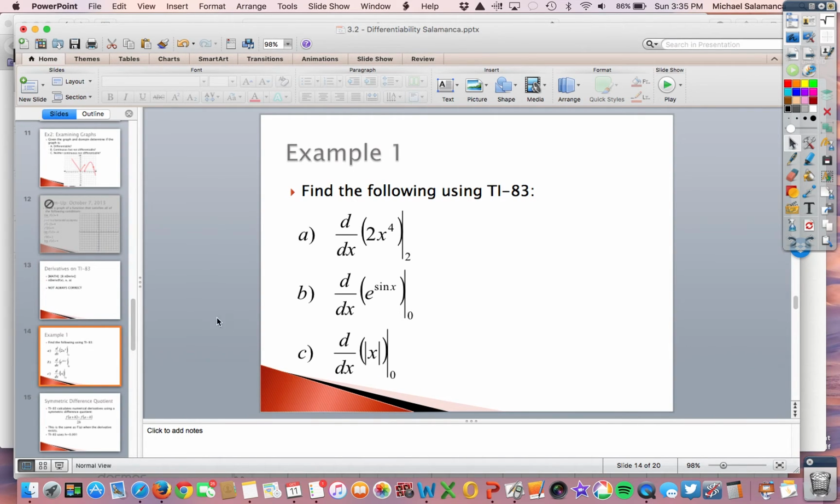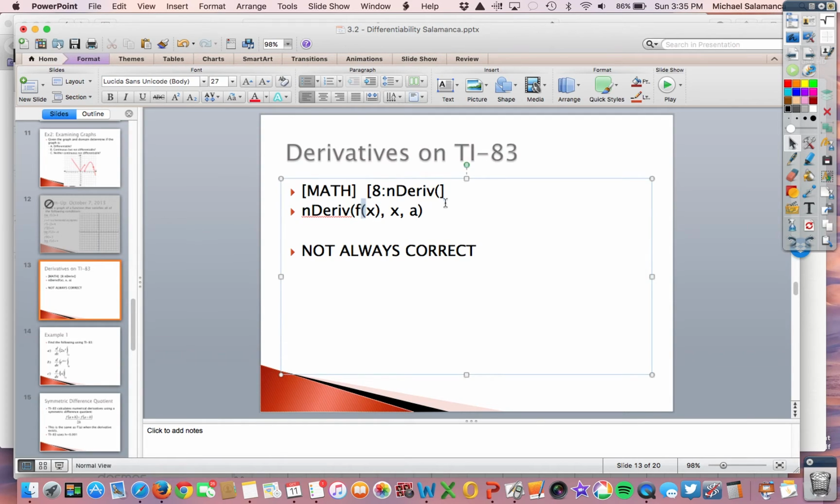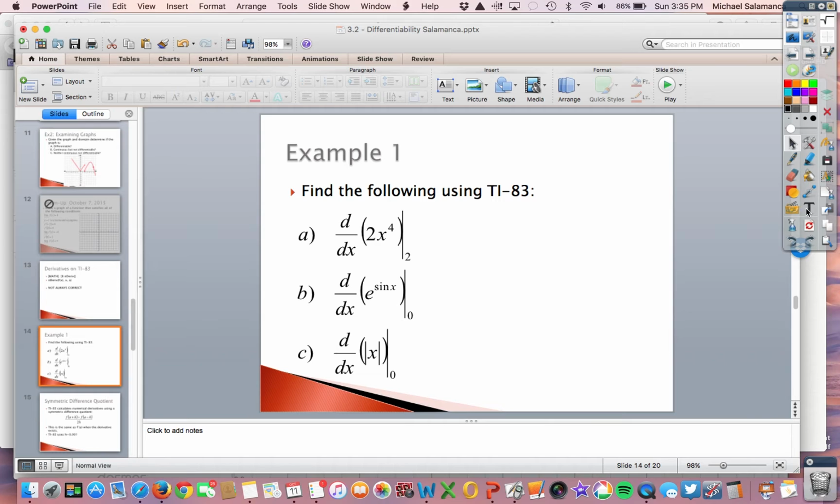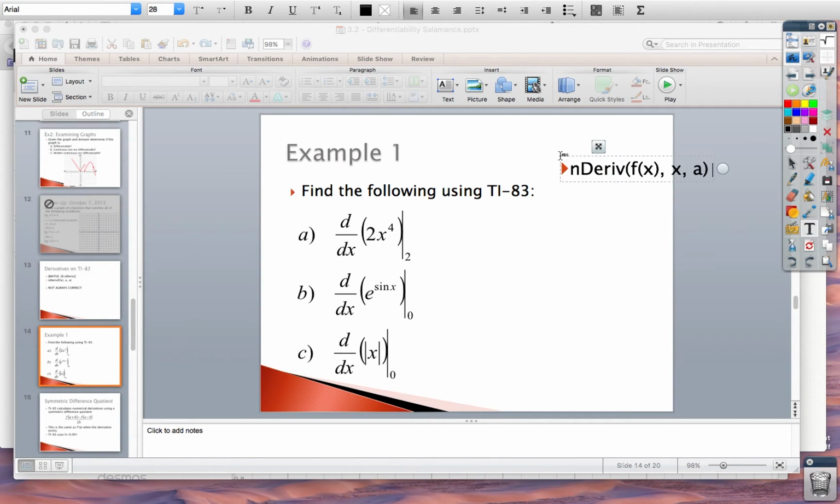Now, I want you to, again, type this into your calculator. I'll tell you how to type it in. For part A, if you type in nDeriv, f of x is your function, so you'll type in 2x to the 4th, comma x, comma 2, because 2 is where we want to find the derivative. If you type that into your calculator and push enter, 64 should have been your answer.